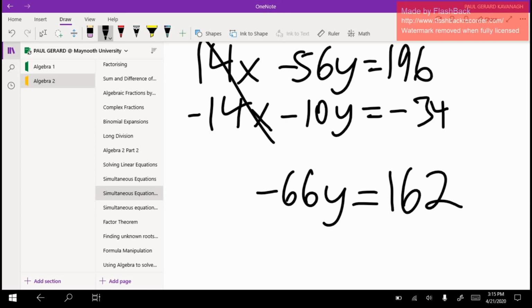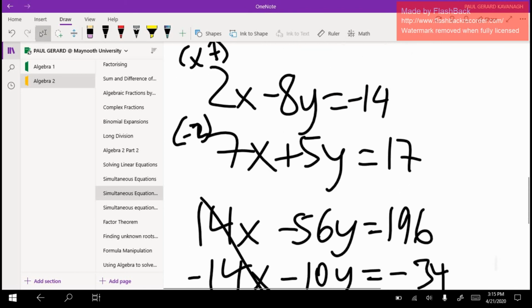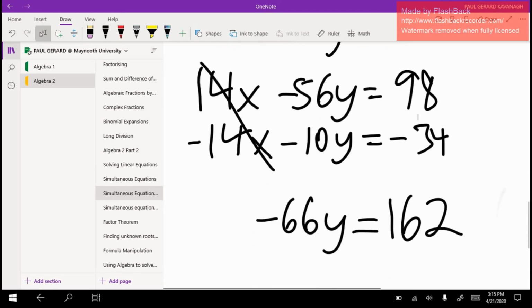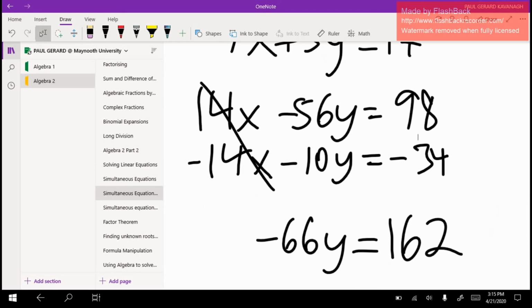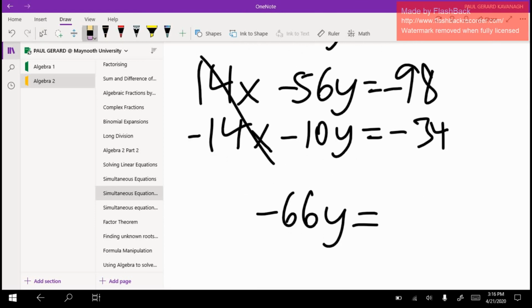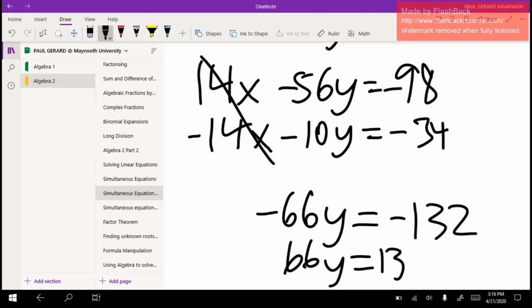Hang on. What am I doing? Instead of 196, it should be 98. That is where I went wrong. I just didn't like how I made that mistake. So now we're going to scroll down and correct it. The answer is going to be 132. So 66y is equal to 132, so y is equal to 2.